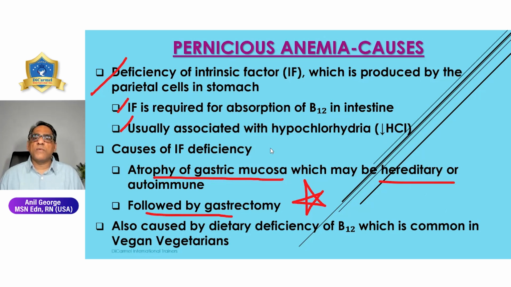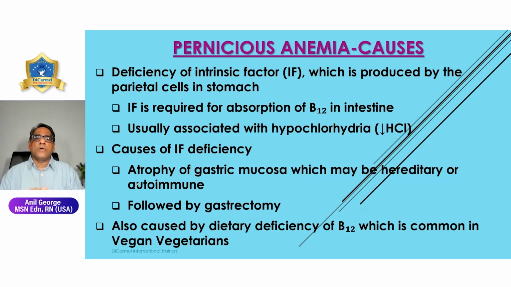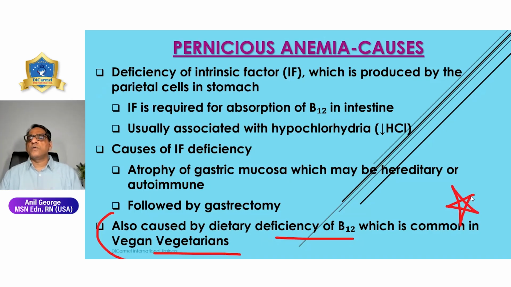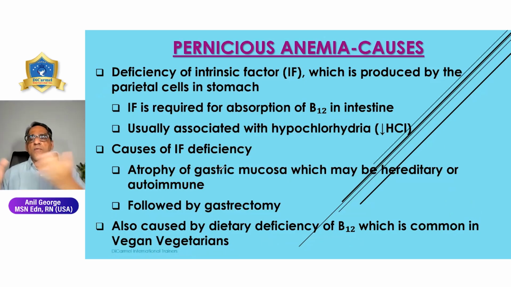Now, don't think B12 deficiency always happens because of gastrectomy. It can also happen in people who don't have those kinds of problems. If you don't consume adequate B12-containing food, that could also be a reason. It's also caused by dietary deficiency of B12, which is common in vegans. That's very classic as well. Vegans are people who don't consume any animal source food. The moment you talk about them, you can think about B12 deficiency, because they are just lacking the intake. They have IF, but they're not taking B12-containing food.